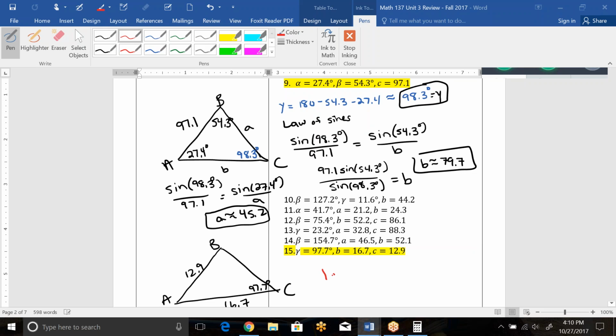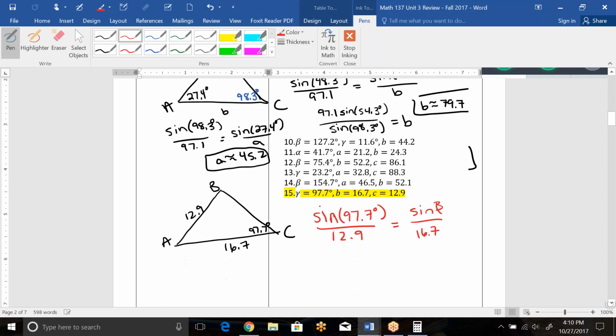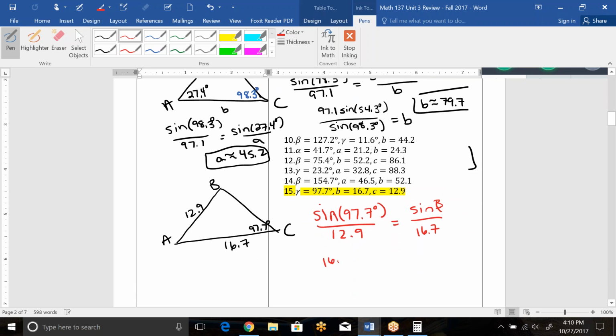So we'll do law of sines by doing sine of 97.7 degrees over 12.9 equals sine of, we're going to be finding beta this time, over 16.7. So we cross multiply, that'll be 16.7 sine of 97.7 degrees over 12.9 equals sine of beta.